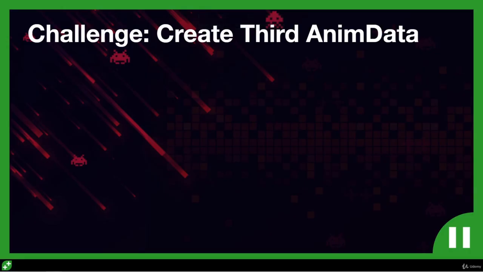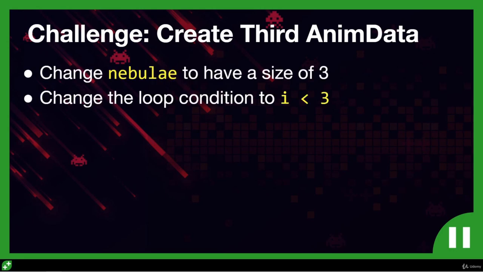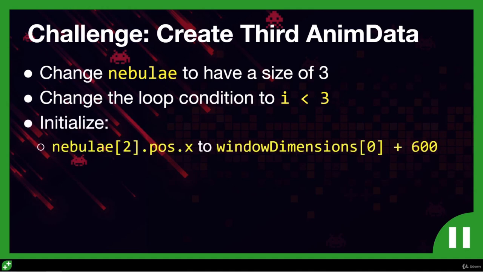So here's your challenge. I want you to change the nebulae array to have a size of 3 instead of 2. Change the loop condition to I is less than 3 instead of I is less than 2, so that way the for loop will iterate 3 times instead of just 2. And initialize the nebulae of 2.pos.x, and we're going to use window dimensions of 0 plus 600. That way, this third nebula is going to start off 600 pixels to the right of the screen, which will be 300 pixels to the right of the second nebula. Pause the video and do this now.